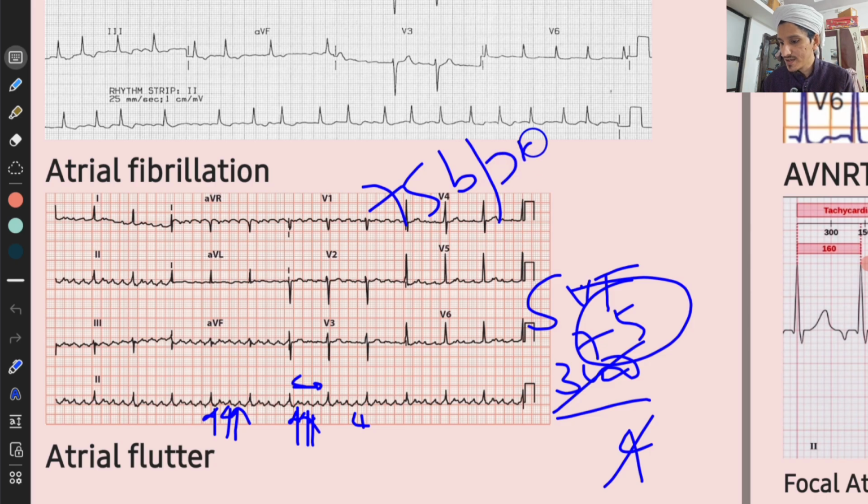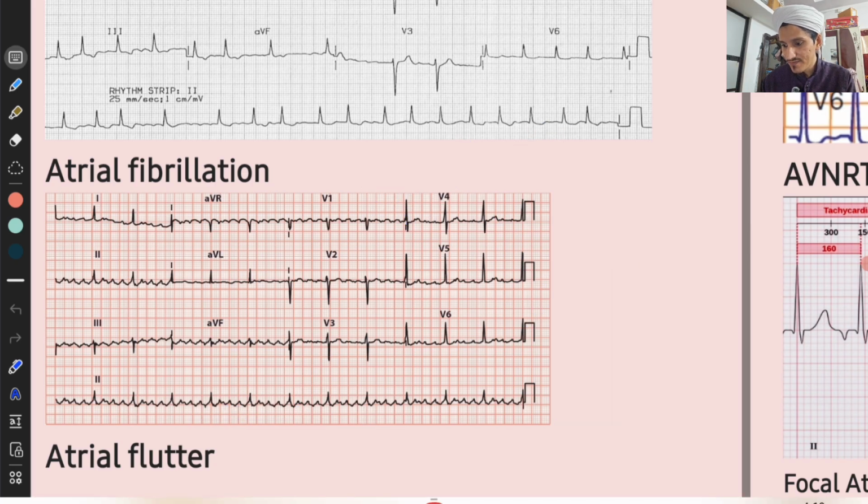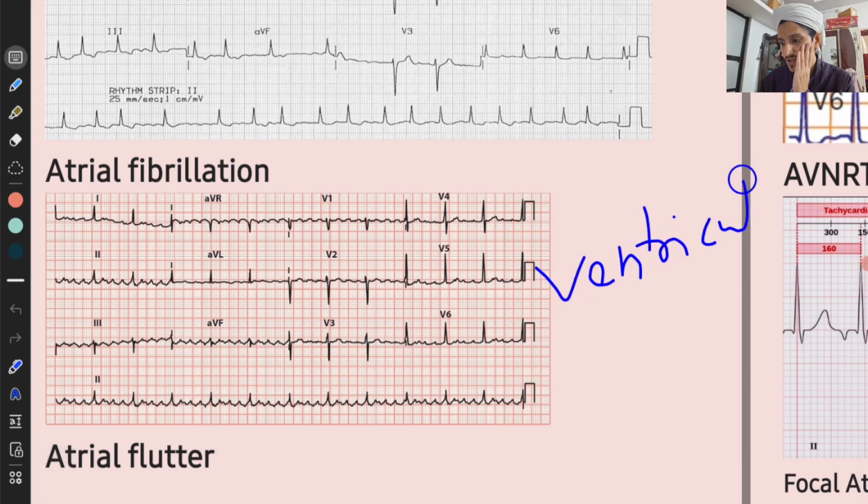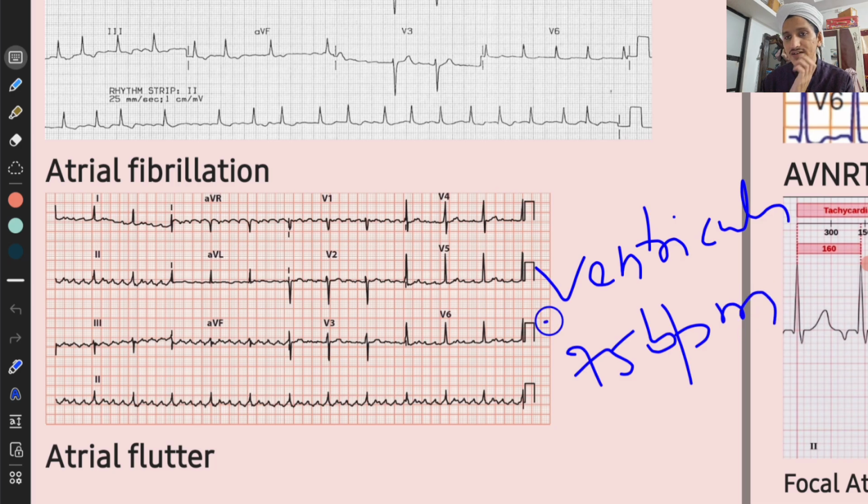But remember, this is atrial flutter. So the ventricles are beating at their own pace. So 75 beats per minute is the ventricular rate which we have calculated now. That is not the atrial rate, that is the ventricular rate. Now how will you say it is a flutter?